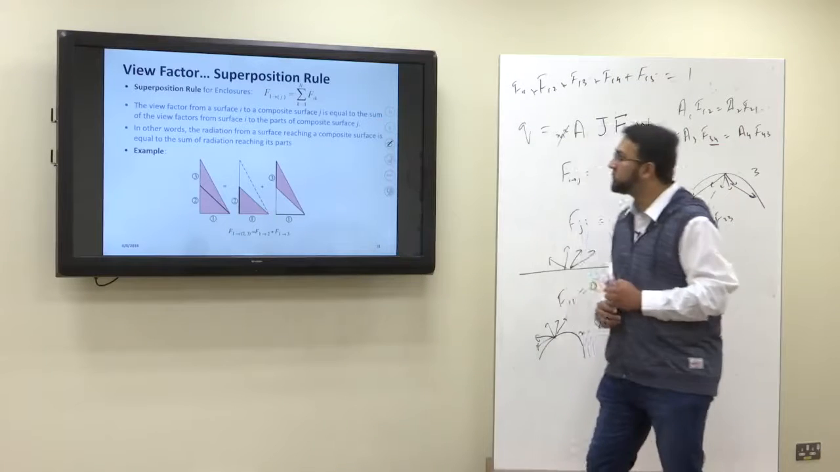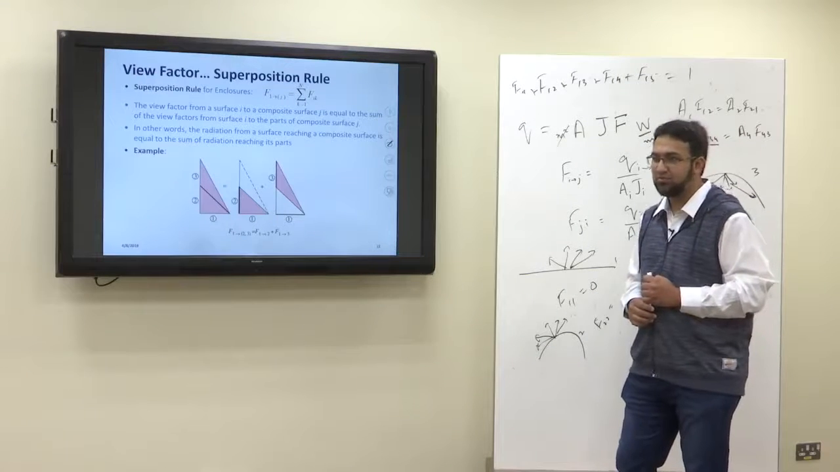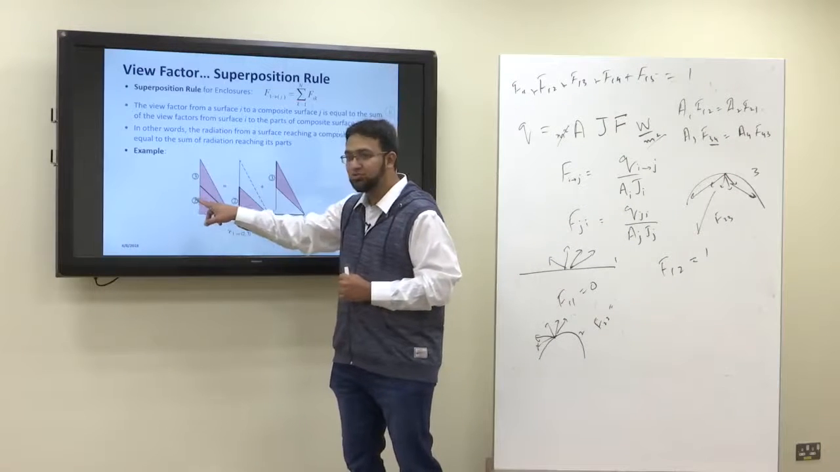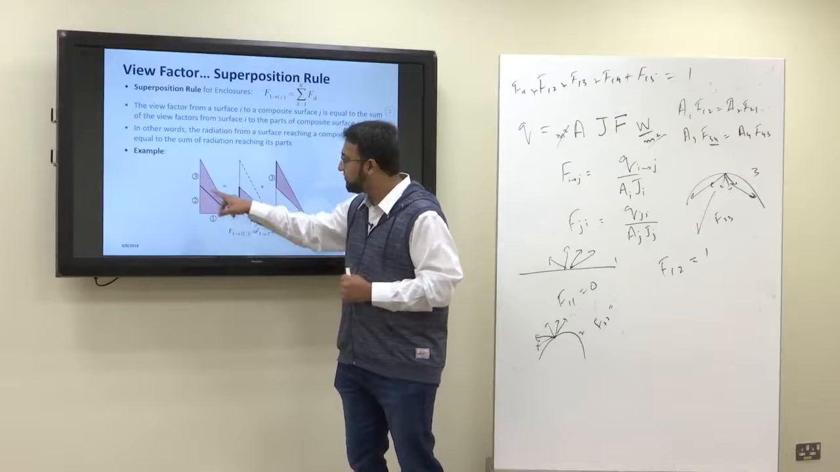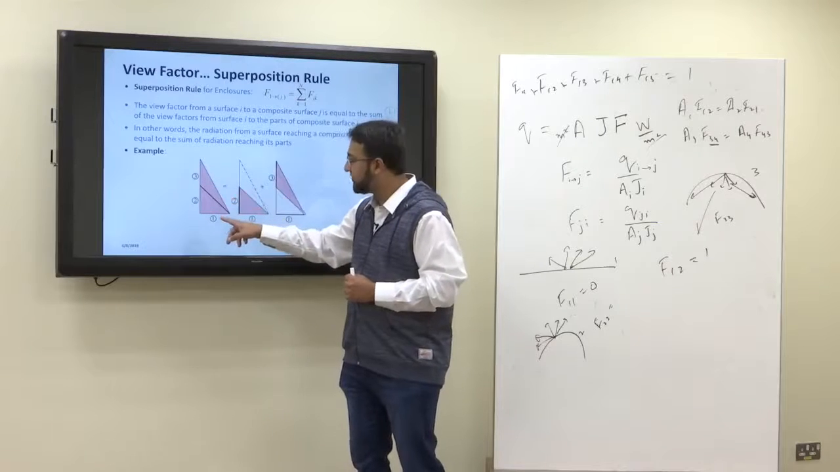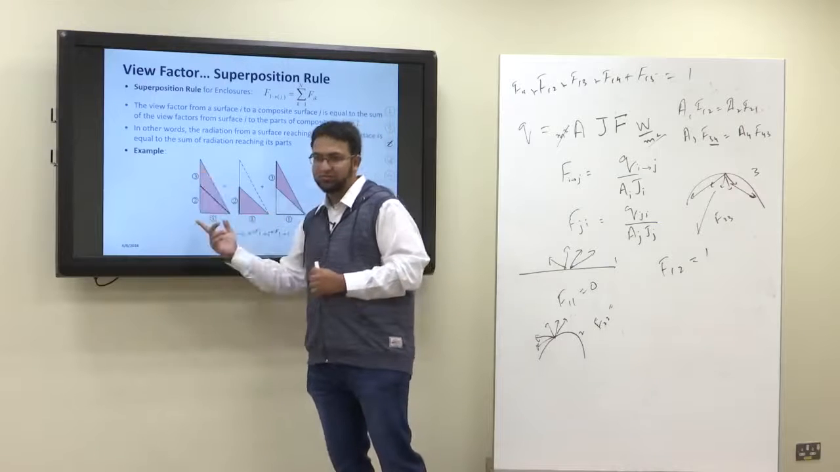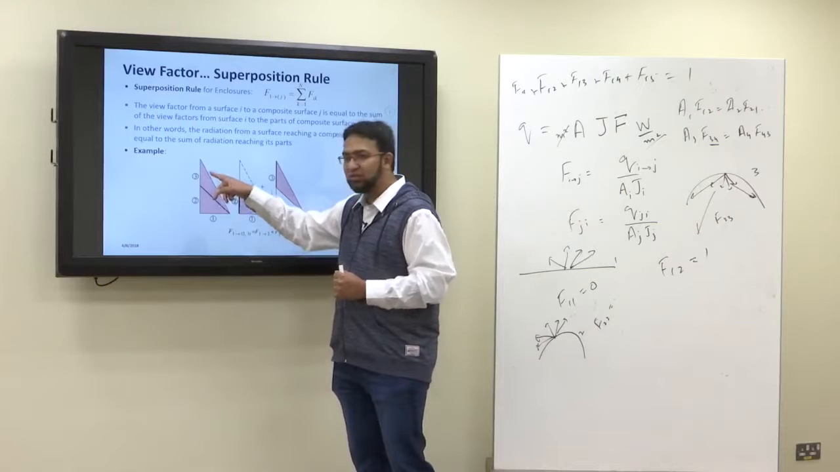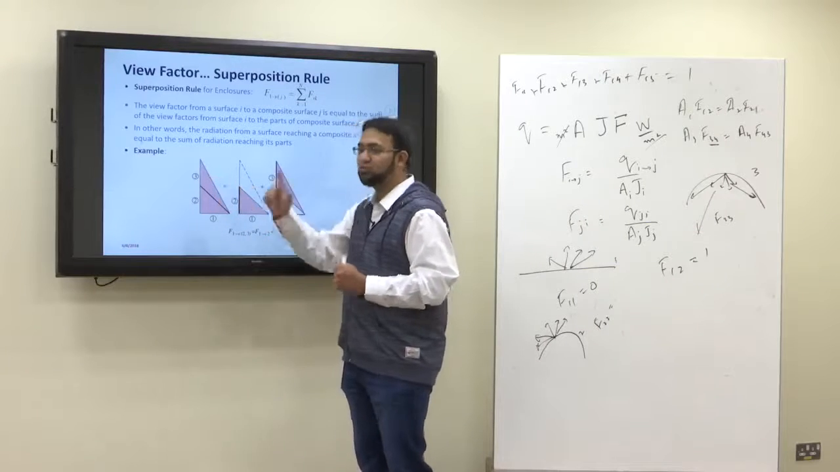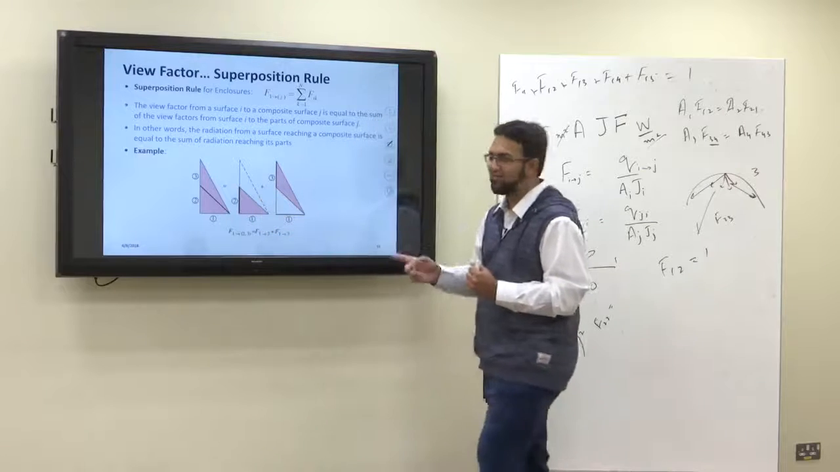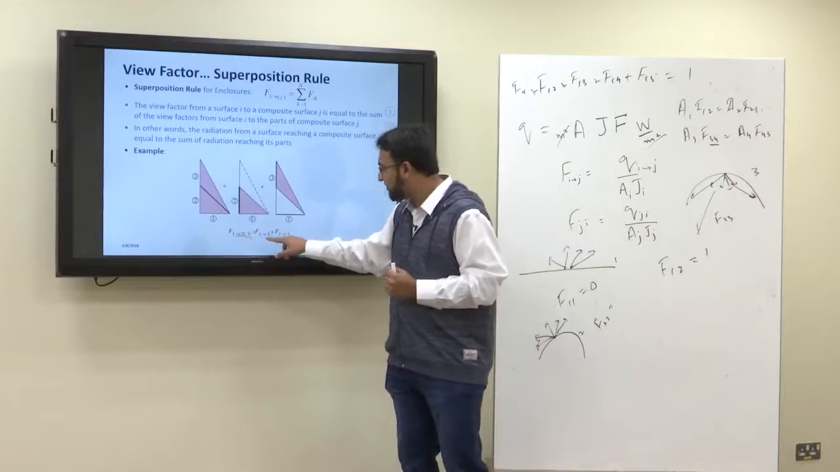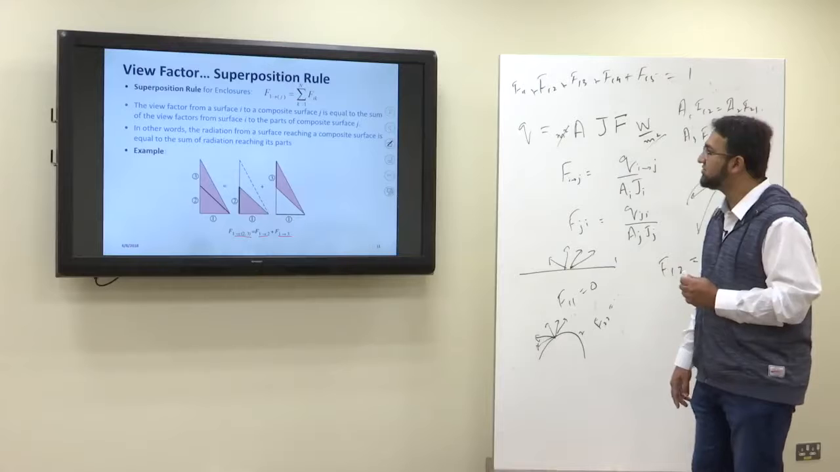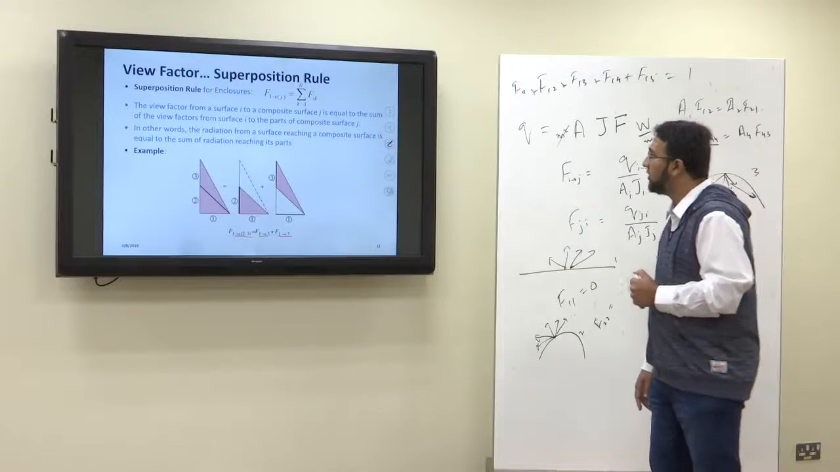Then there is also the superposition rule, but it's kind of a symmetry rule. So the amount of energy leaving 1 reaching 2, or the amount of energy leaving 1 reaching 3, added will be equal to the amount of energy leaving 1 reaching 2 plus 3. Makes sense? F1 to 2 plus F1 to 3 will be equal to F1 to 2,3. So F1 to 2,3 equals F1 to 2 plus F1 to 3. That's the superposition rule. But anyways, this is not really that important a rule.